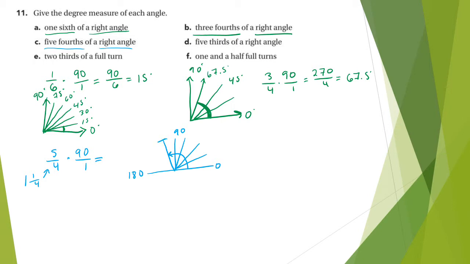So when I multiply out, I get 450 over 4, and 450 divided by 4 is going to give me 112.5 degrees.